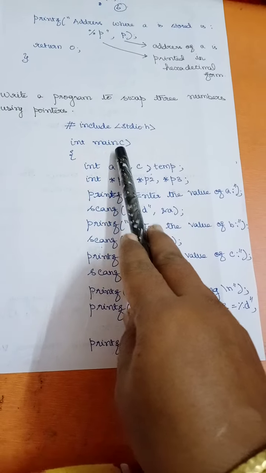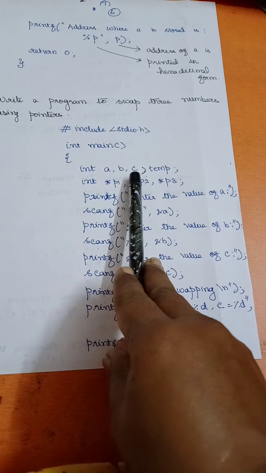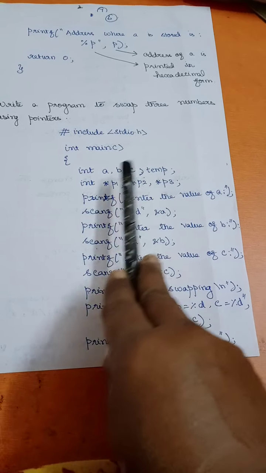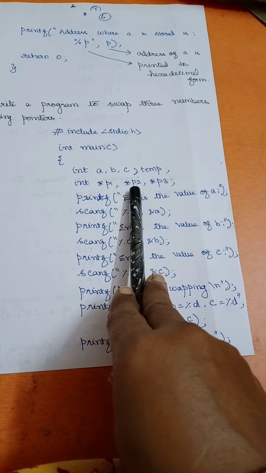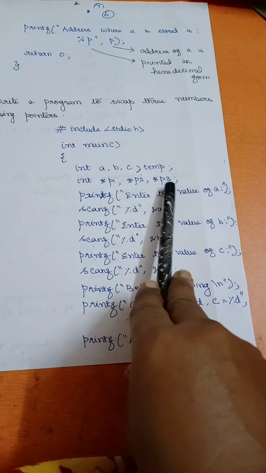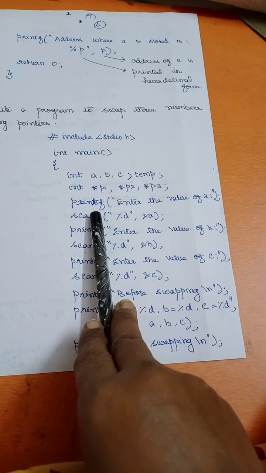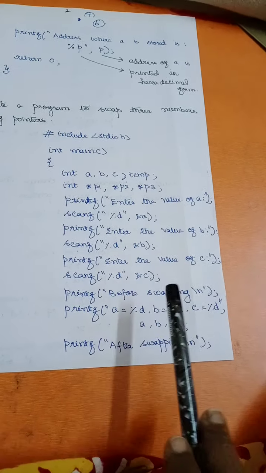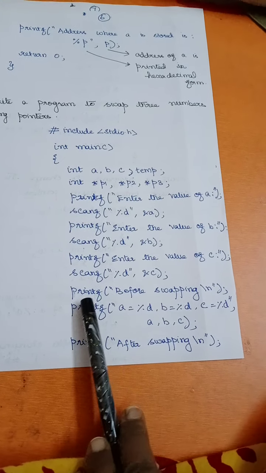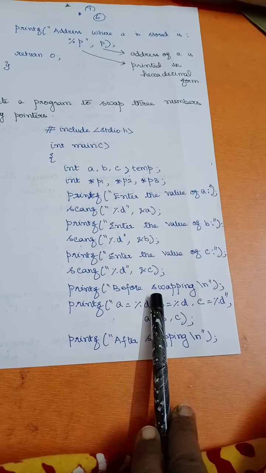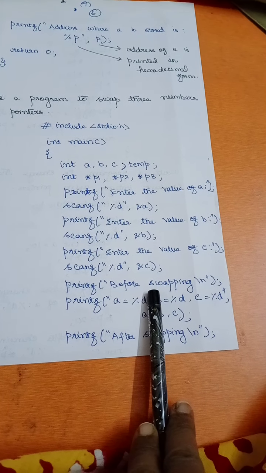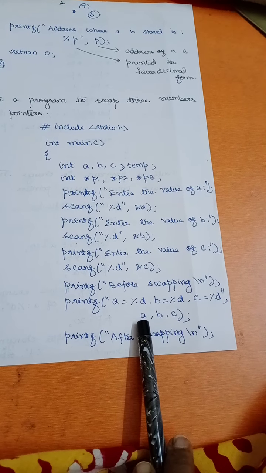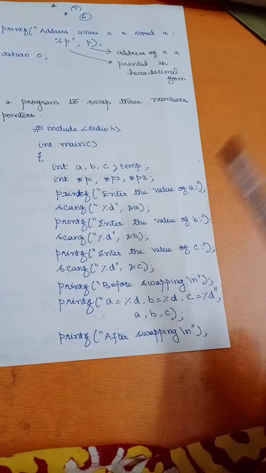Now int main, int a, b, c, temp. 3 variables I have used, and 1 temporary variable. int *p1, *p2, *p3, I have declared 3 pointers. Now printf, enter the value of a. I am reading the first value, my second value, and my third value. And printf before swapping, I am printing the values of a, b and c before doing the swapping operation. a = %d, b = %d. In the %d, the value of a will be printed. a, b, c will be printed.